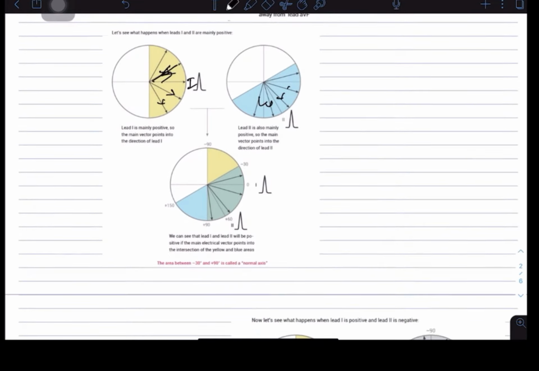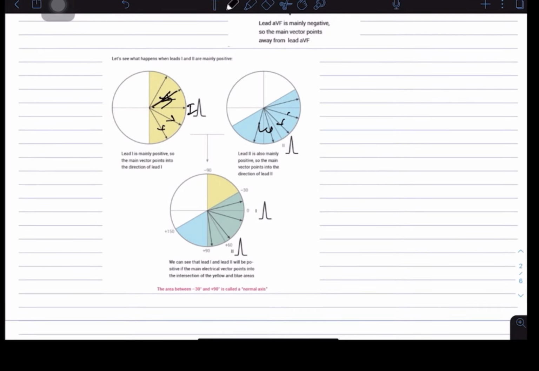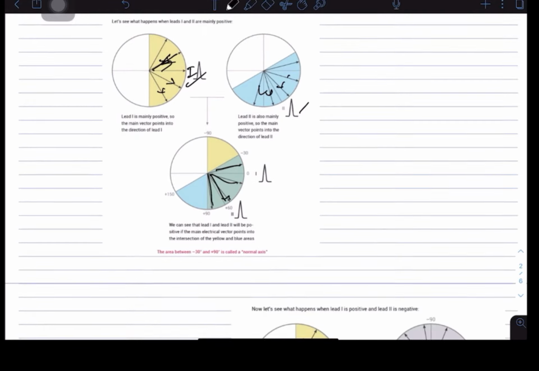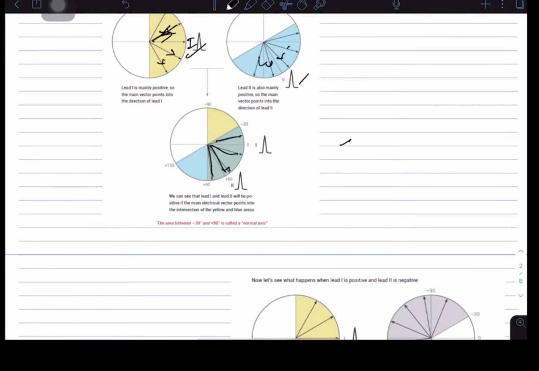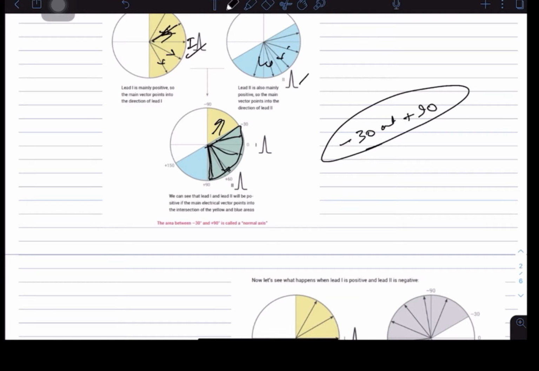So if we check here, if we combine both the lead 1 and lead 2 vector, it's going to be around till here in this area. And this area is known as normal axis, and it is between the area of -30 till +90. So this area is considered to be normal axis. And if the combination of the vector consists from here, it's going to be left axis, and if it's here, it's going to be right axis deviation.